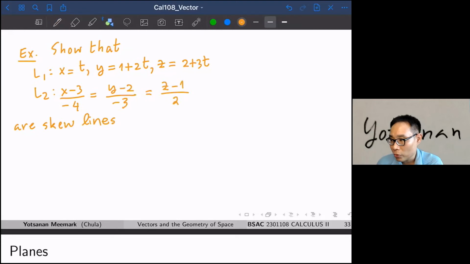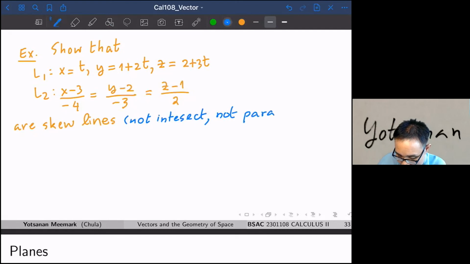So you need to show that they do not intersect and are not parallel. Please do this one on your own first, and then I will give you the solution during the recitation next time. That's all for the lecture on lines.